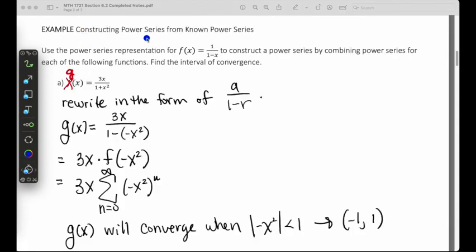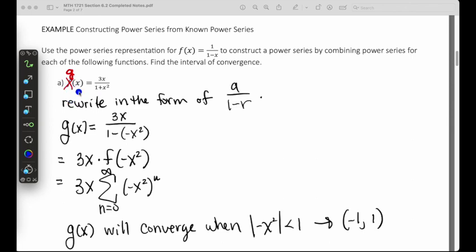Of constructing power series from known power series. So we're going to use this power series to construct some new ones. Now, when I copied this out of the book, it labeled all the functions as f, and I thought that was a little bit confusing. So I relabeled this as g so that we don't get confused.